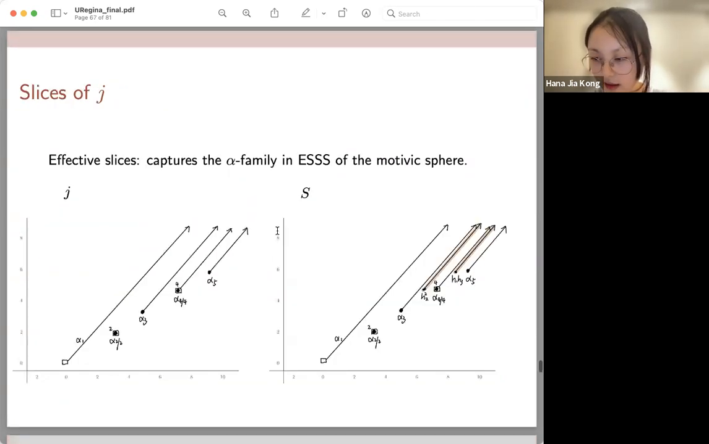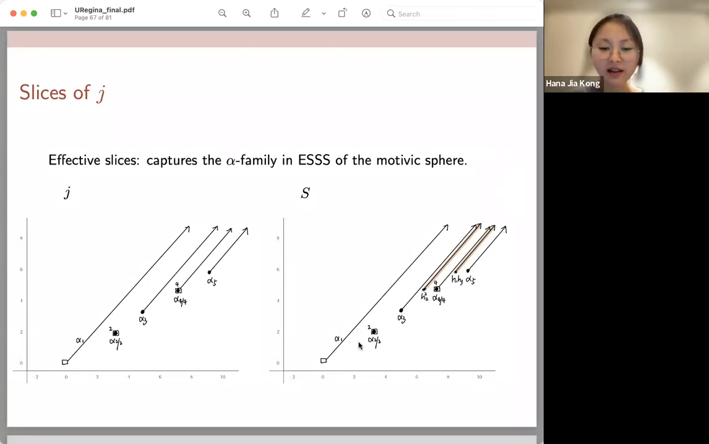And let me show some charts. So this is a picture depicting the slices of J, and the left-hand side is J, the right-hand side is the effective slices of the sphere. And I highlighted 2 arrows. The reason is that you can see these 2 highlighted arrows are not in the slices of J. What the slices of J is looking at are these arrows that start with these alpha n or alpha n slash some number elements. And these alpha elements are actually the alpha families.